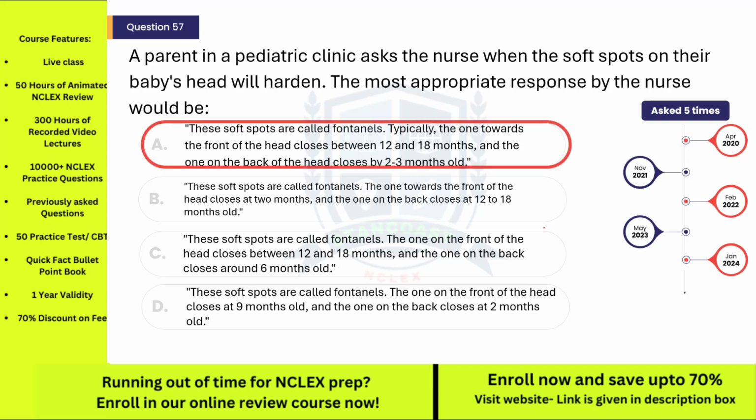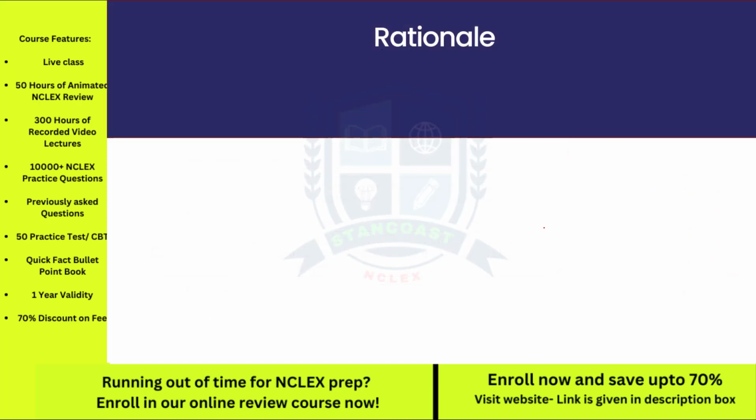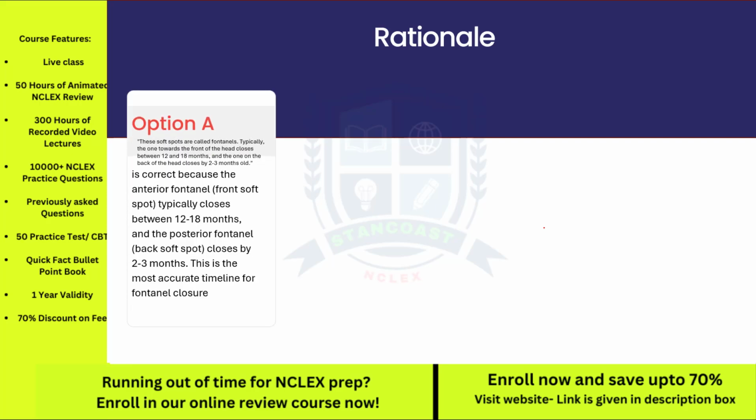These soft spots are called fontanelles. Typically, the one towards the front of the head closes between 12 and 18 months, and the one on the back of the head closes by 2 to 3 months old. A is correct because the anterior fontanelle, front soft spot, typically closes between 12 to 18 months, and the posterior fontanelle, back soft spot, closes by 2 to 3 months. This is the most accurate timeline for fontanelle closure.